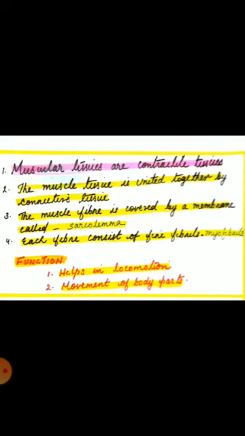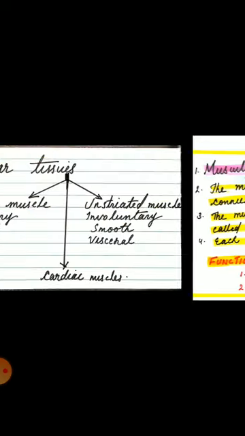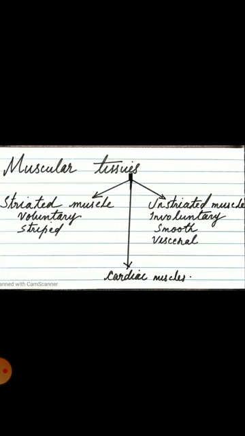So muscular tissues are contractile tissues, and the muscle tissue is united together by connective tissue. The muscle fibers are covered by a membrane called sarcolemma, and each fiber consists of fiber-like myofibrils, and their function is that it helps in movement and locomotion. Around 640 muscles are in our body. On the basis of structure, location and functions, muscles are of three different types. They are striated muscles, unstriated muscles and cardiac muscles.